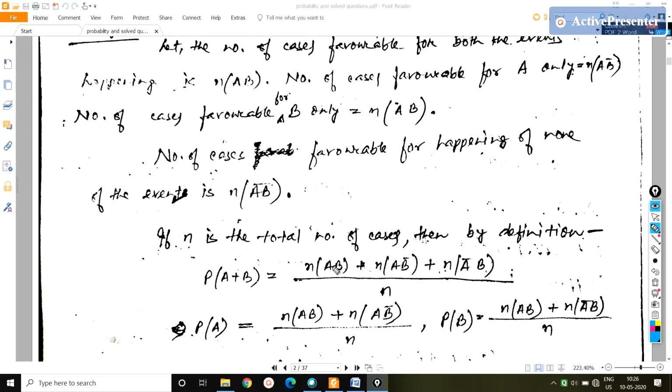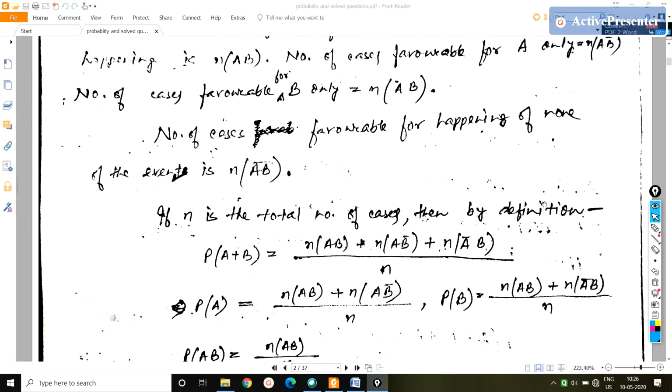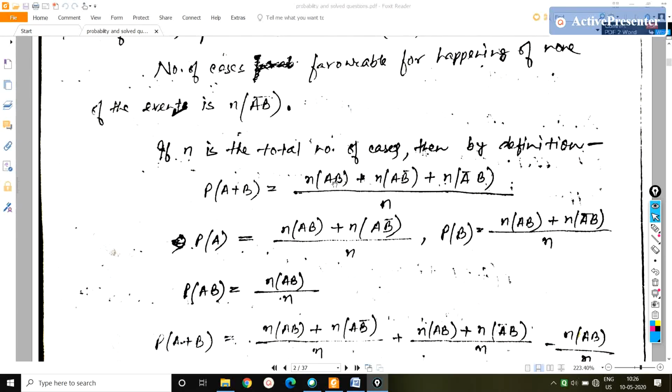So this is the only possibility, that is total favorable cases, AB, AB bar and A bar B. It includes all the possibilities of at least one of the two events, divided by the total number of cases.